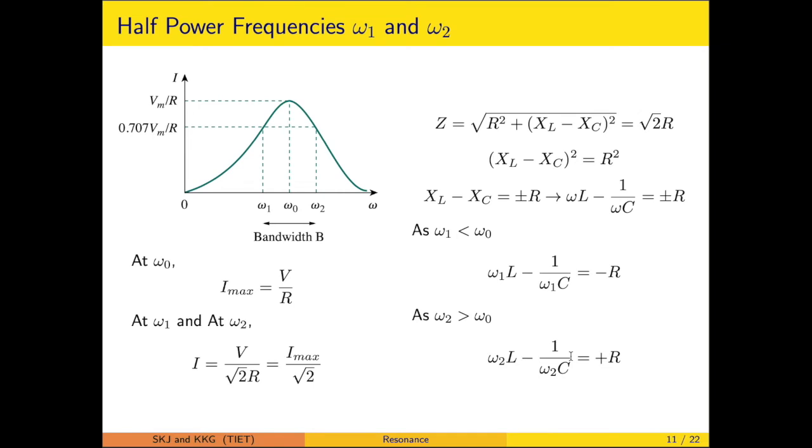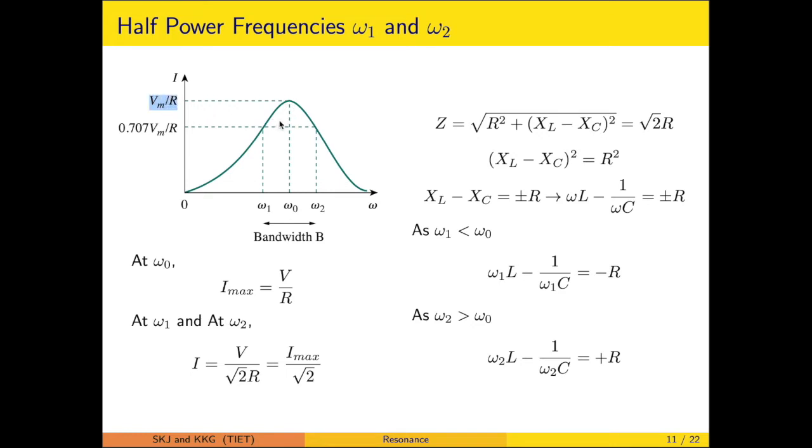Now as mentioned, at resonance the current is maximum, and that current will be decided by Vm upon R. Here Vm, let's say, is the peak value.